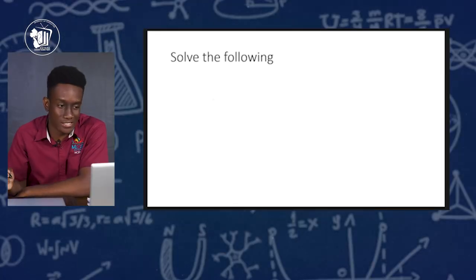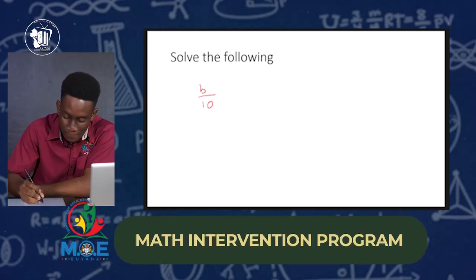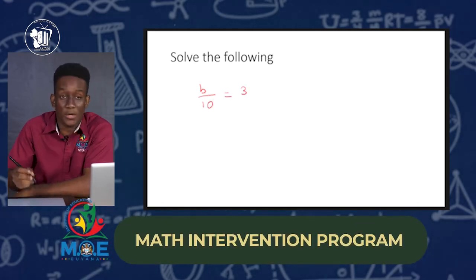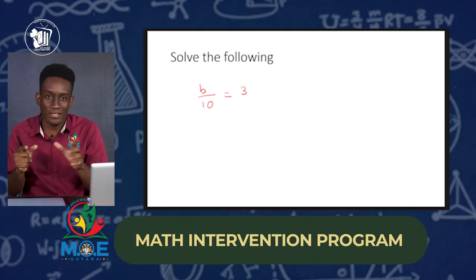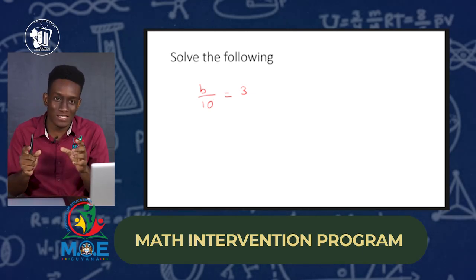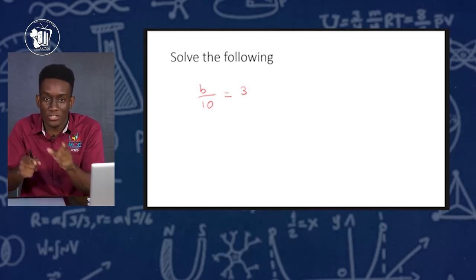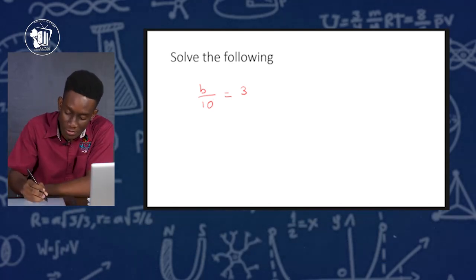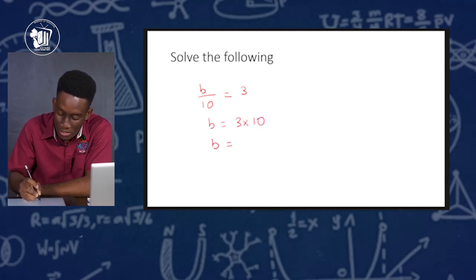So let's do another example. So we have b divided by 10 is equal to 3. And we want to solve for b. So we see the 10 now is dividing. We want to get rid of everything surrounding the b, which is the unknown. So we take this 10 over the equal sign. The opposite of division will be multiplication. So b will be equal to 3 multiplied by 10. Hence b will be equal to 30.